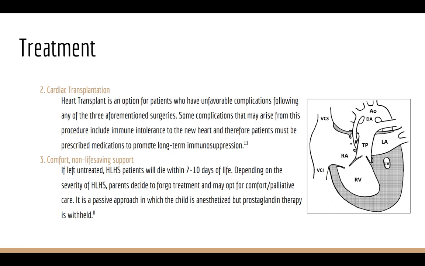The second treatment option is undergoing a heart transplant. This may be the first option for some patients depending on the severity of HLHS and how compromised an infant's heart is at birth. Comfort, non-life-saving support is the last option. This is a passive approach in which the child is anesthetized, but prostaglandin therapy is withheld. Prostaglandin therapy is used to keep the ductus arteriosus open. Here we can see the ductus arteriosus in a patient with HLHS.